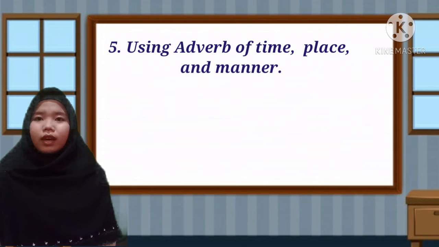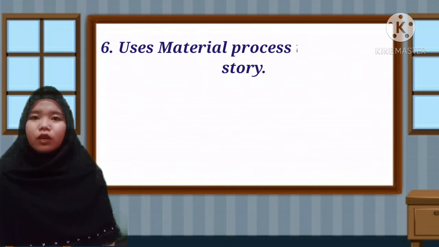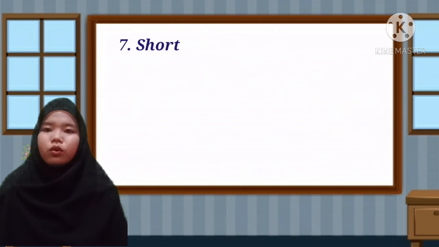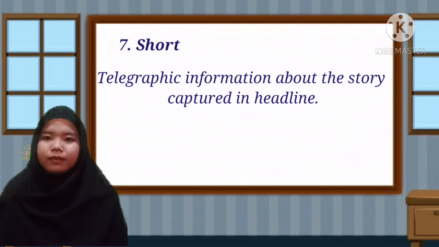The fifth is using adverbs. Adverbs of time, such as early, late, etc. Adverbs of place, such as here, there, inside, outside, in front of, or etc. And adverbs of manner, such as softly, easily, hardly, carefully, and etc. And the next is use of material process to retell the story. And the last is short, telegraphic information about the story captured in the headline.